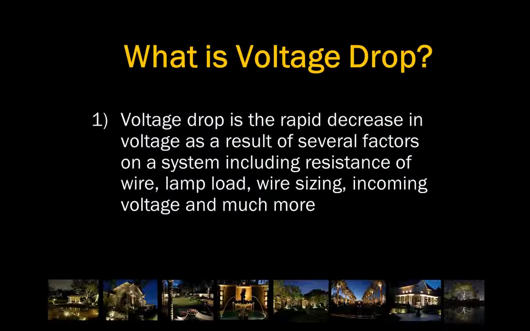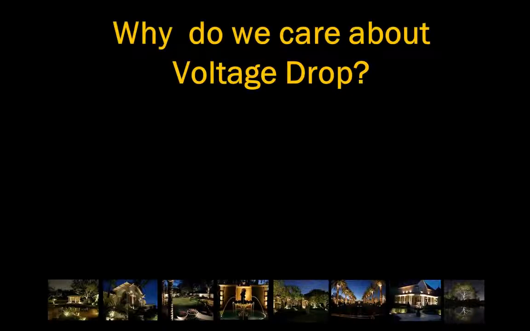Same thing is true with low voltage lighting. The further I get away from that transformer, the less volts I have at the end of that line as I do at the beginning of the line. And of course, that equates to less volts means dimmer light down towards the end of the line. So why do we care about voltage drop? Well, as we talked about, we get dim lights.